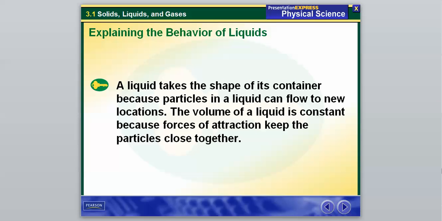So it says, just to re-emphasize this, a liquid takes the shape of its container because particles in a liquid can flow to new locations. Again, that student eventually will move to a new location, so that is why the particles in a liquid will fill their container. However, the volume of the liquid is constant because forces of attraction keep the particles close together.